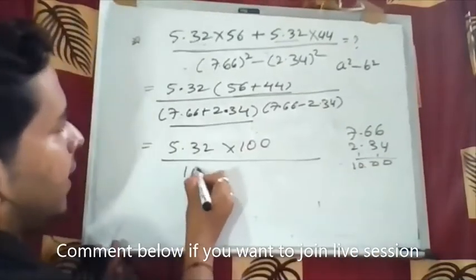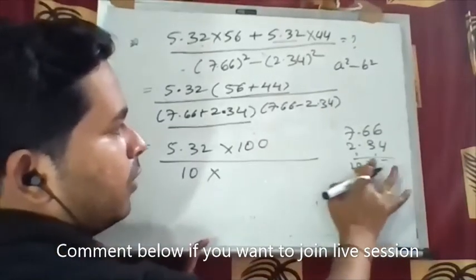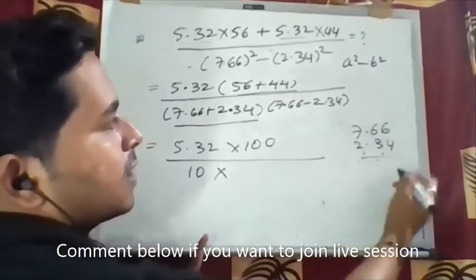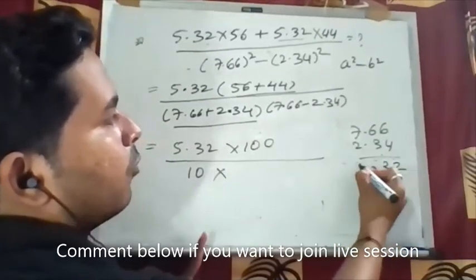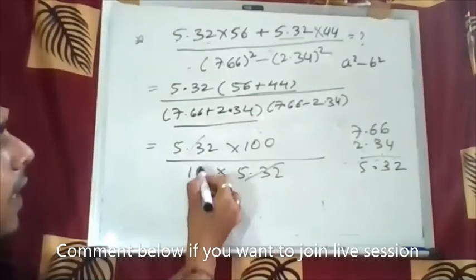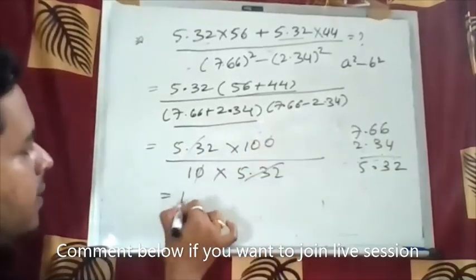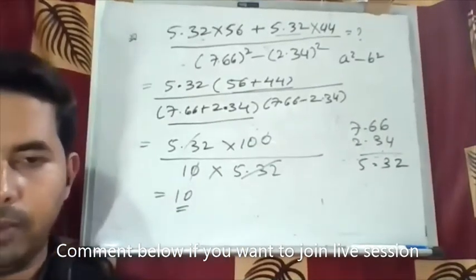So here I'll get a 10 into, so if I do the subtraction, 6 minus 4, 2, and 6 minus 3, 3, and here 5. So I'll get a 5.32. So here this one will get cancelled, and 10, 10 will get an answer as 10. So the answer is 10 now. Question.